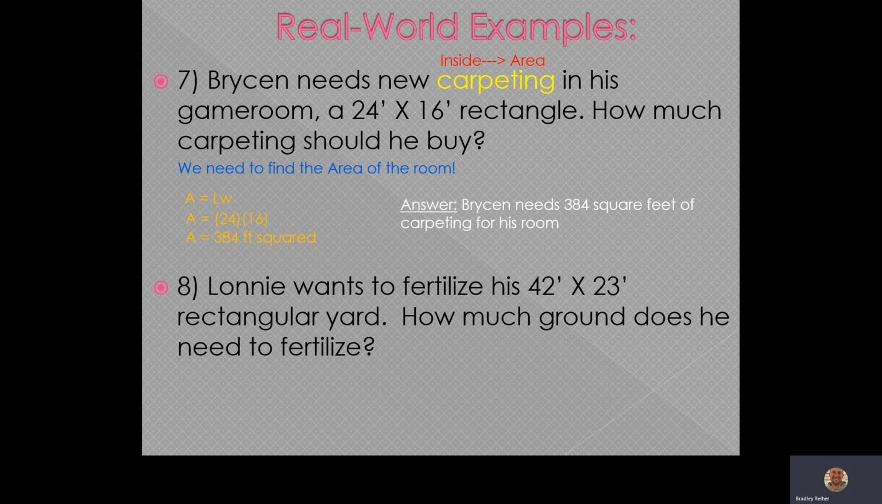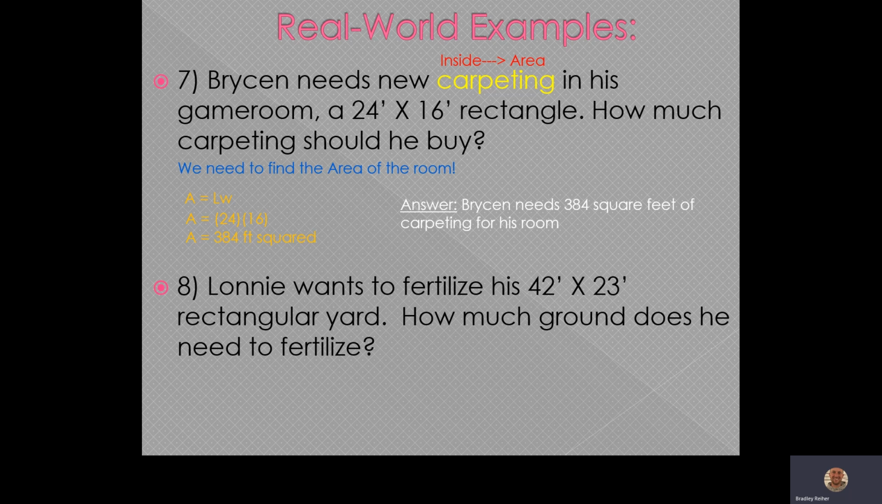Well, if he's buying carpeting, you put the carpeting inside your room. You're not putting it around your room. So that tells you that you need to find area when you see something like carpeting. We need to find area of the room. Since it's a rectangle, you're going to multiply the length and the width. Length is 24, the width is 16. Multiply them together. Probably going to need a calculator there. That'll give you 384 for your numerical part. And then don't forget you're multiplying feet with feet also. That gives you feet squared.